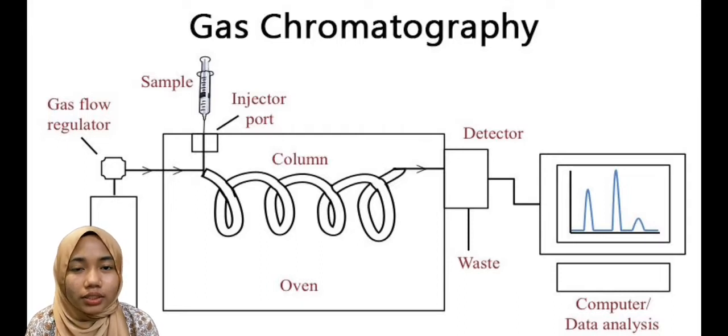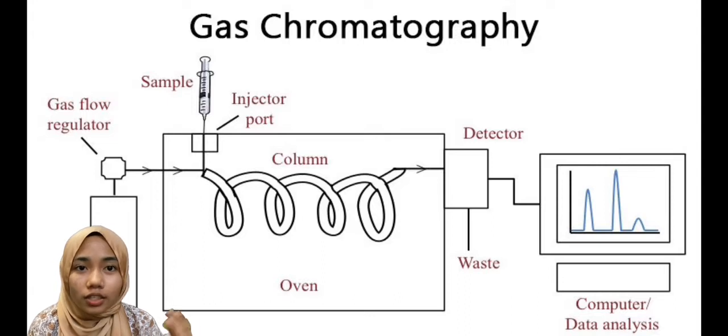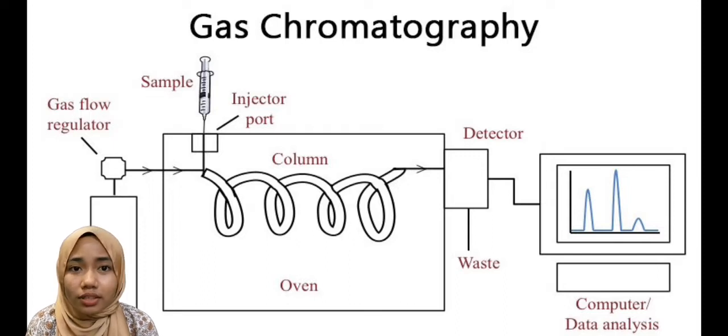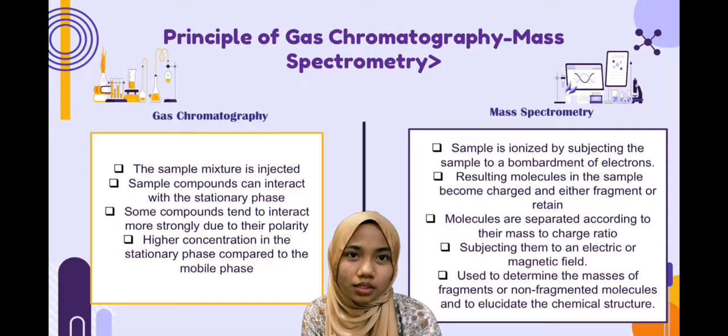The sample compounds can interact with the stationary phase through various intermolecular forces such as van der Waals forces and dipole-dipole interaction. Some compounds tend to interact more strongly due to their polarity, thereby resulting in higher concentration in the stationary phase compared to the mobile phase. As a result, these compounds are strongly retained in the column and have longer retention time compared to the compounds of weaker interaction with the stationary phase.